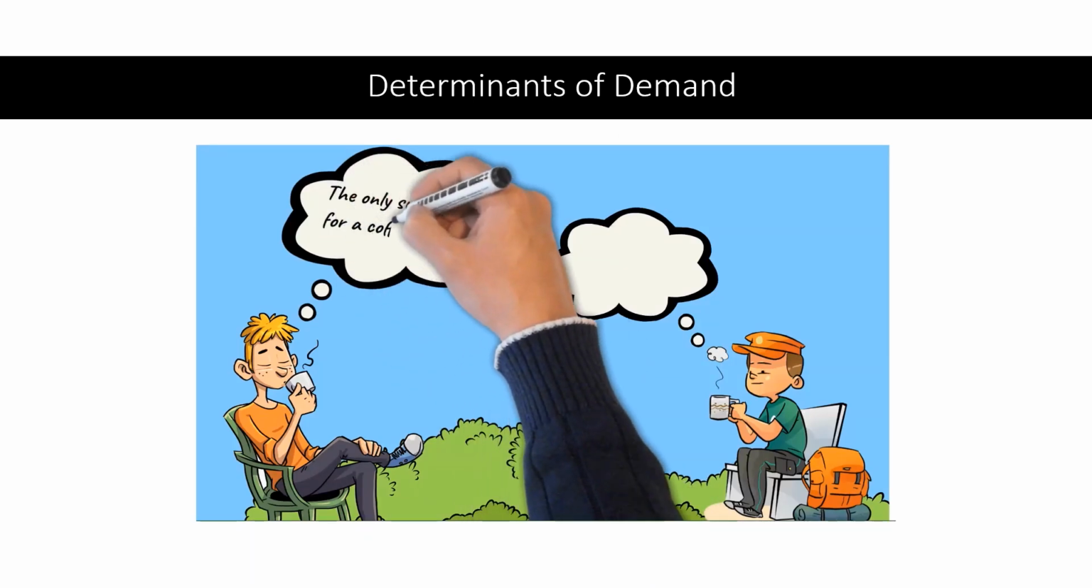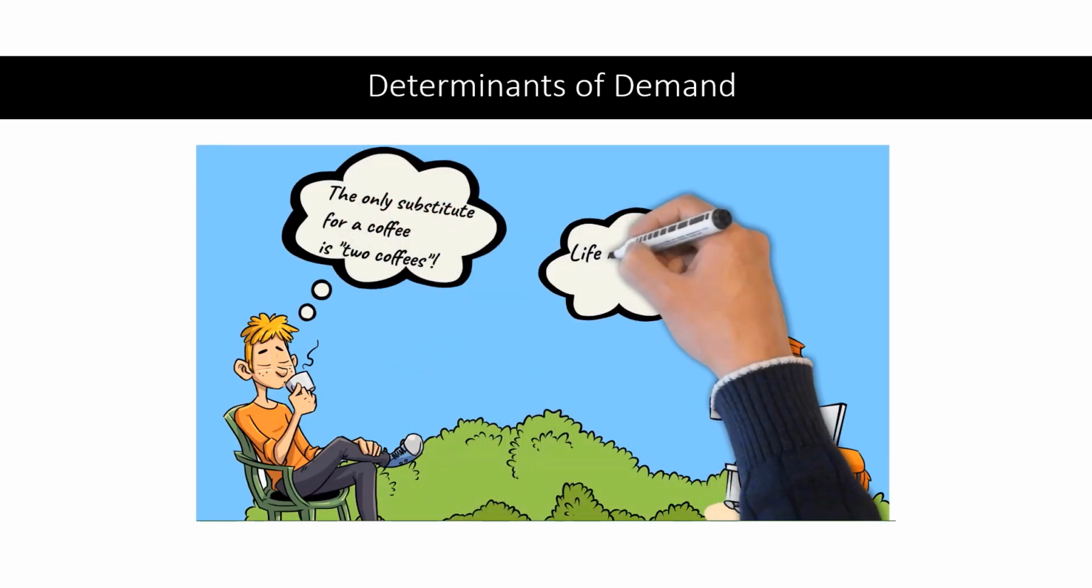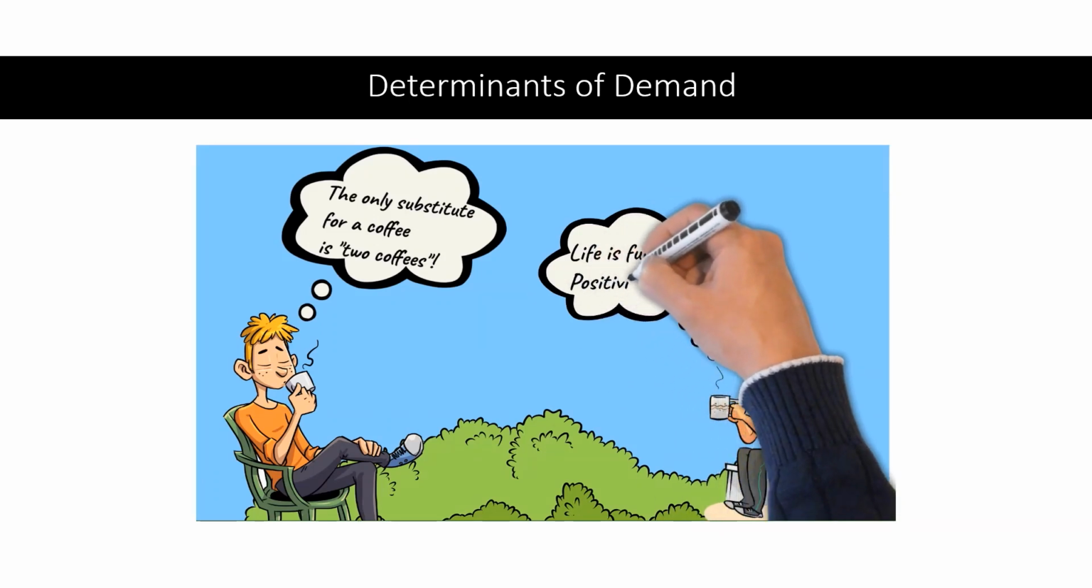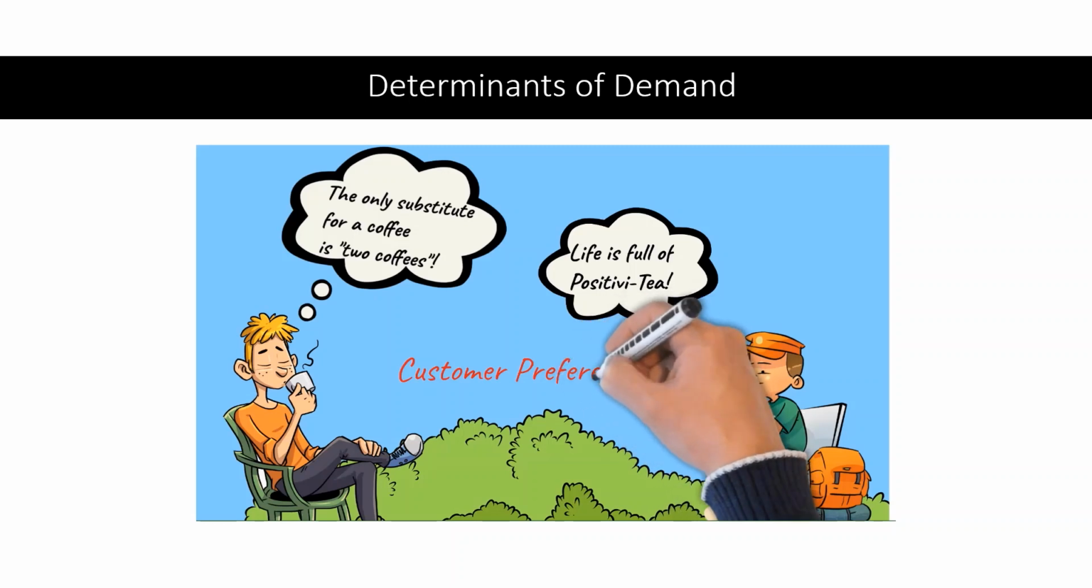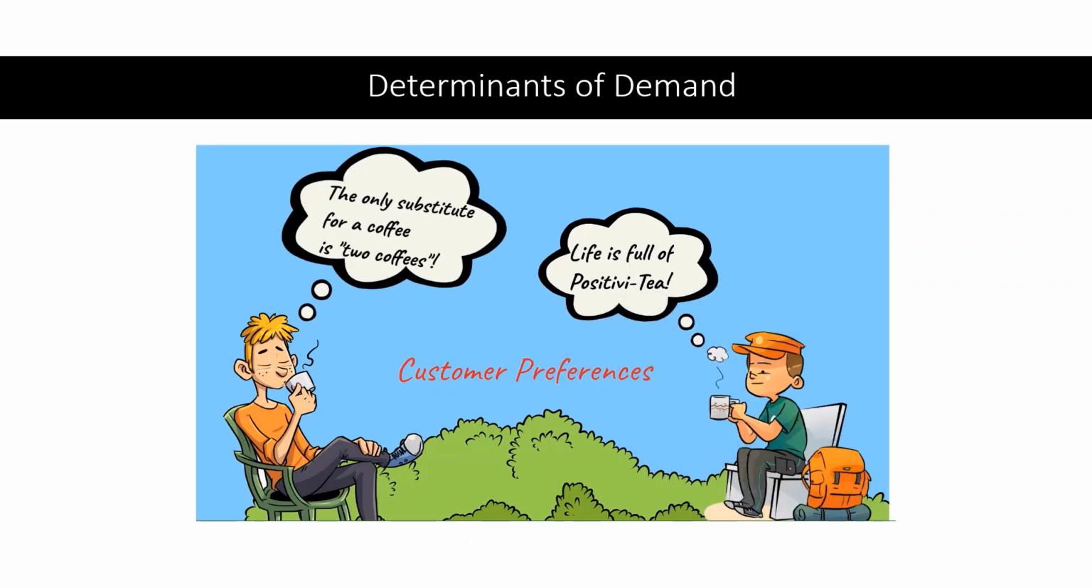Now, just like price, there are other factors also which affect the quantity demanded for every good. Say, for example, some consumers may like coffee, but some others may prefer tea to coffee. So we can see that customer preferences also is one of the important determinants of demand.